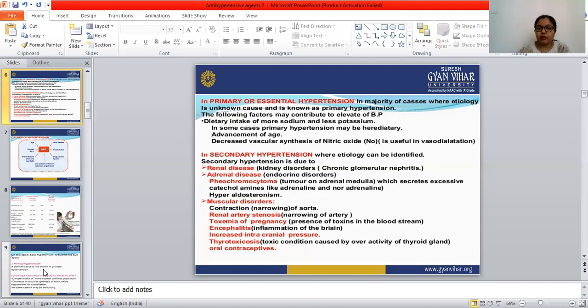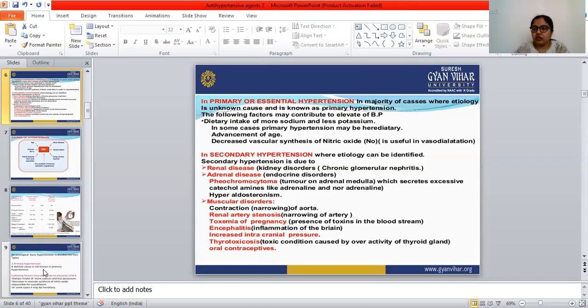Encephalitis, that is inflammation of the brain. Increased intracranial pressure. So these are all the conditions where secondary hypertension may occur. And if oral contraceptives are taken by any people, in that case also secondary hypertension may occur. So hypertension is divided into two parts.